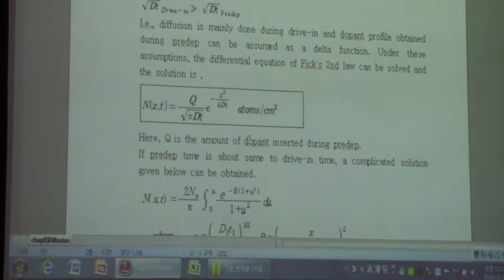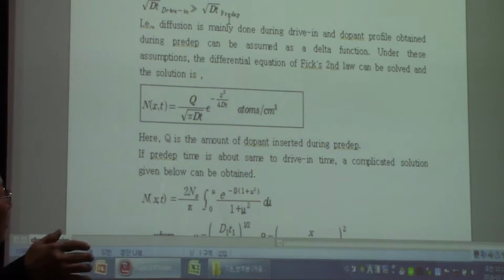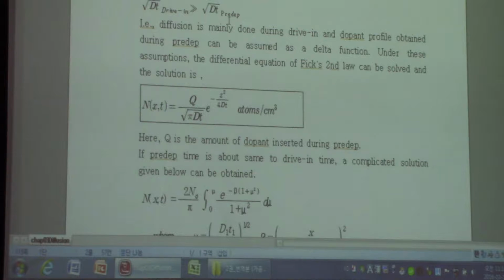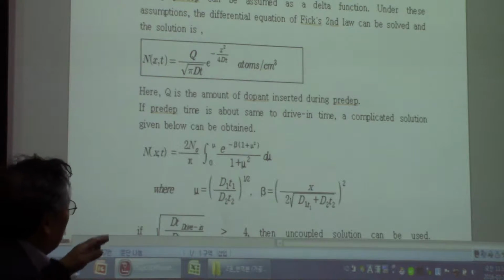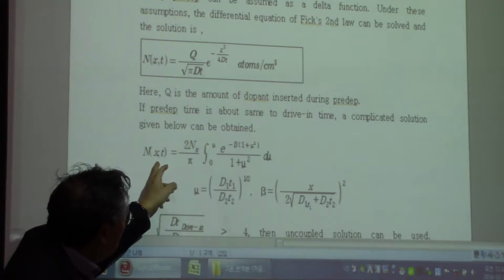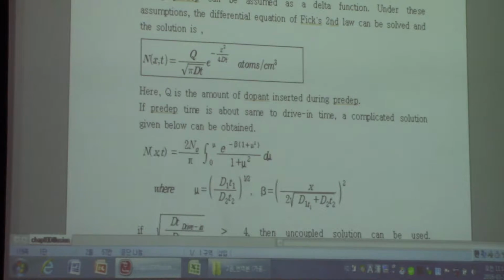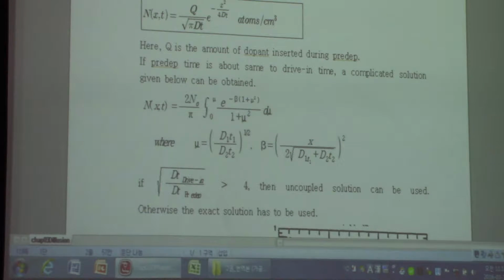But if we cannot assume that, I mean, if the pre-deposition temperature is very high or comparable to that of the drive-in, or the pre-deposition time is comparable to the drive-in time, then this assumption is not valid. And if this assumption is not valid, then we can solve Fick's second law, and the solution is this complicated equation. This is a pretty complicated solution of Fick's second law.